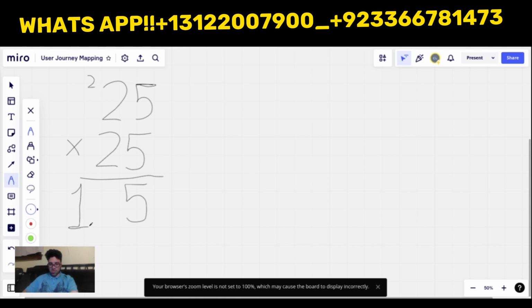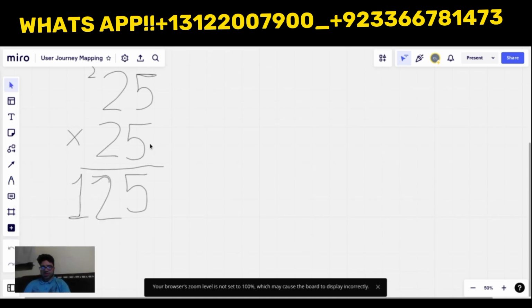And 12 added to these particular tens and hundreds places will give me the answer of 125. So after I finish multiplying this 5 in the ones place, this 5 that's also in the ones place, and this 2 that's in the tens place, I got the answer of 125. But this isn't the full correct answer for 25 times 25.